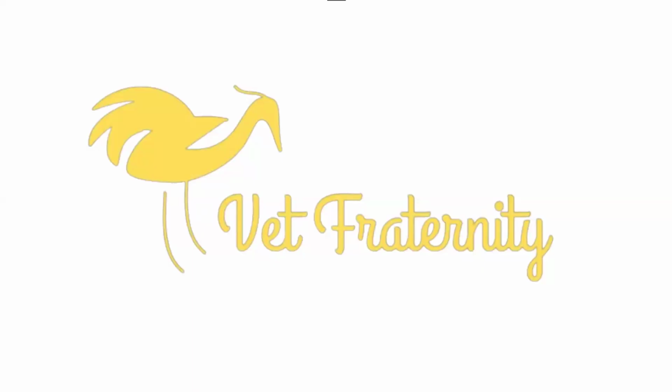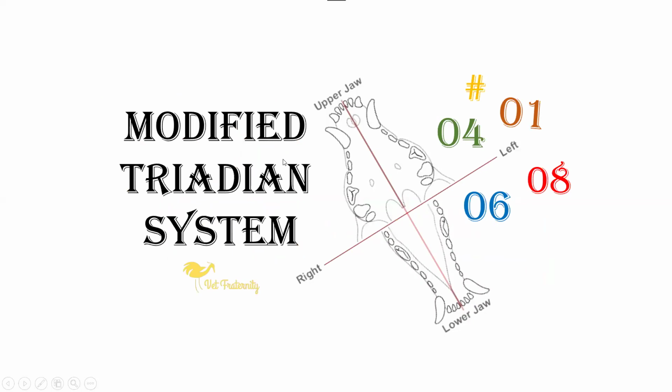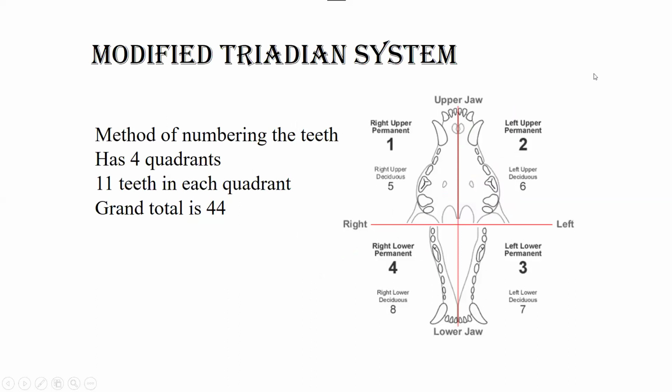So far, up till this video, we have talked about terminologies regarding dentistry, and among those we have talked about the modified Triadan system, a system that is used to number the teeth of any animal. In this video, we are going to see the details of this system and how numbering is actually done. The aim of this system is a method of numbering the teeth.